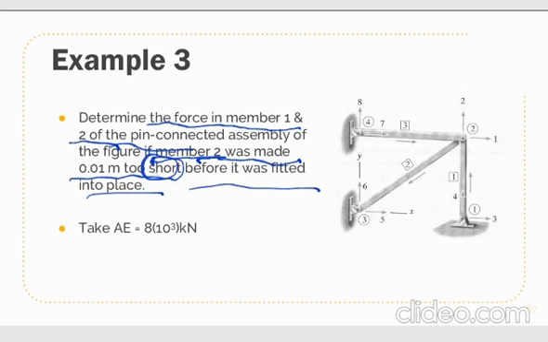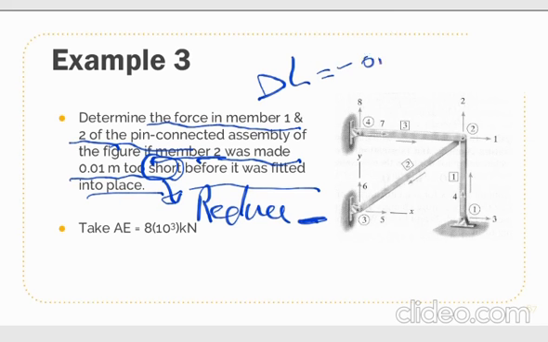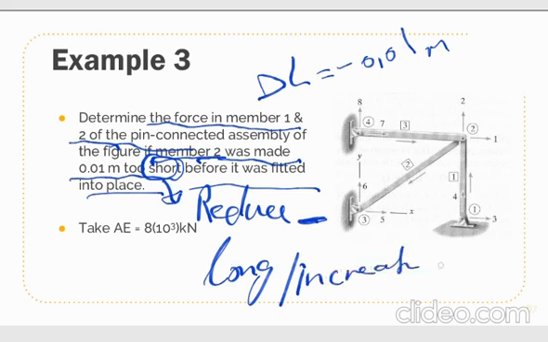So this word, if we see it in the example, short or reduce, means minus, so that delta L, the changing of length, equals minus 0.01 m. And if we see long or increase, that means it's positive. Okay.